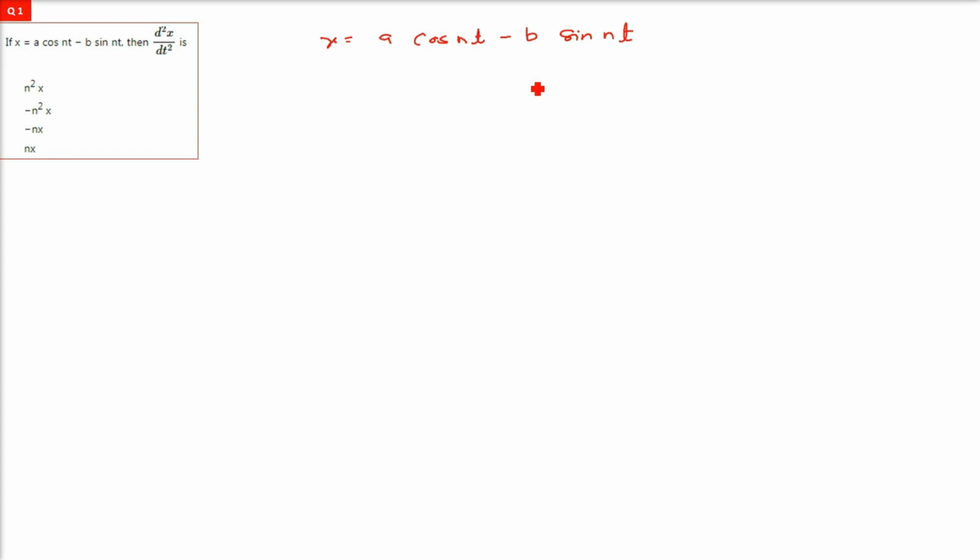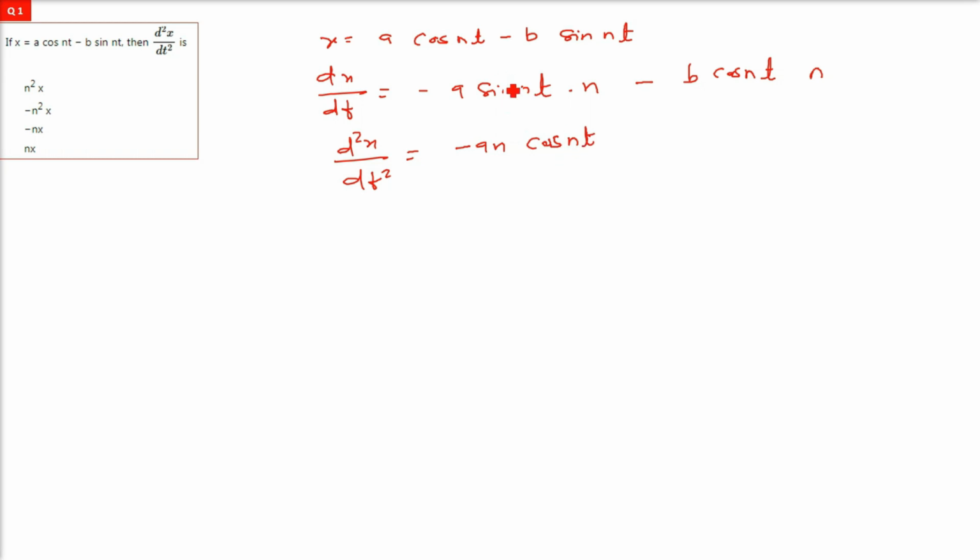So x is equal to a cos nt minus b sin nt. dx by dt: the differentiation of a cos nt is minus a sin nt, then the differentiation of nt will be n. Minus b sin nt will be cos nt, differentiation of nt will be n. This is dx by dt. So d2x by dt square: minus a, minus an was already there, sin nt gives cos nt, so there will be again an n, so n square will be there. Here we have cos nt will give you minus sin nt, so I have made this negative as plus, again n will come, so we have bn square.